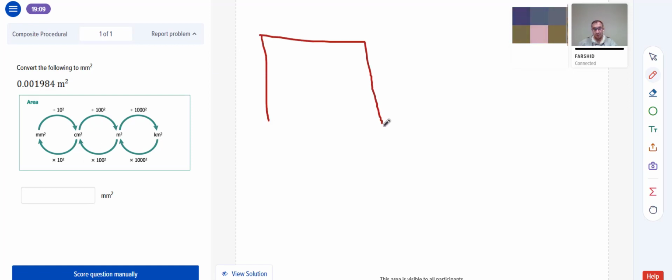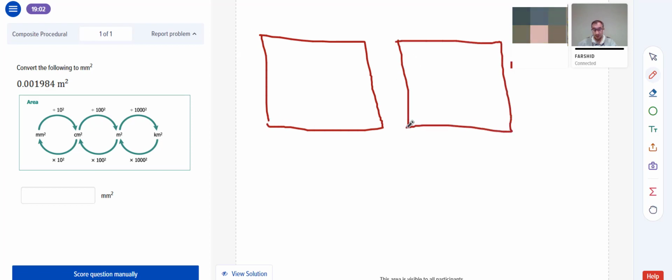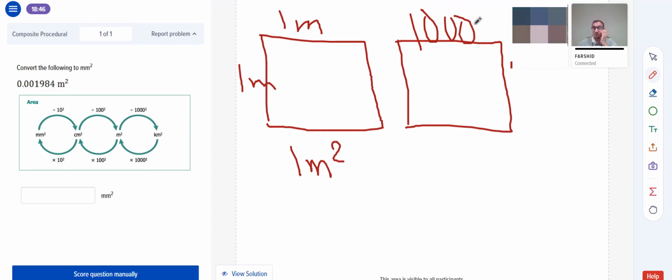So you have two different scales, but they are used for the same shape. The first one is 1 meter by 1 meter, which is 1 square meter. And the second one is 1,000 millimeter by 1,000 millimeter.